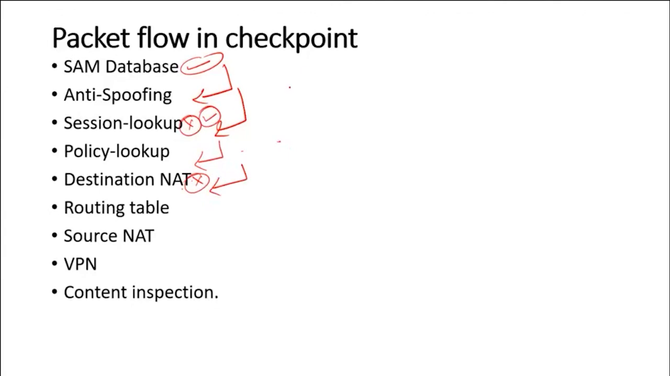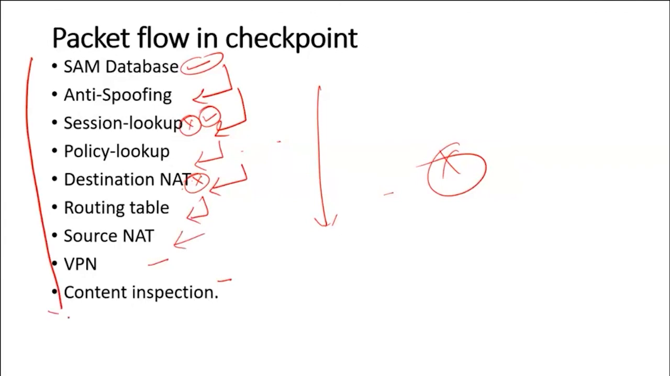Just keep it in mind: if it is available, it will check; if not, it will bypass. Then the routing table, then source NAT, VPN, and content inspection. It will check step by step. It won't check session lookup first and then policy lookup, or the routing table first and then something else. It has to check from top to bottom, whatever topics I have mentioned here. This is about the Checkpoint packet flow.